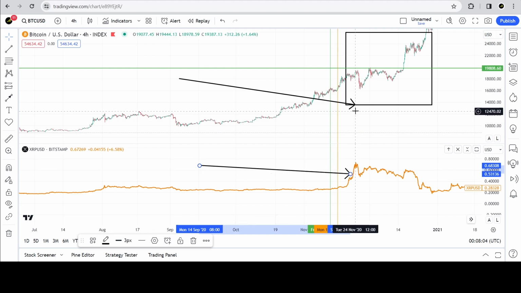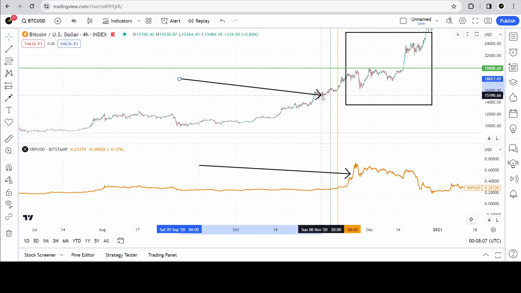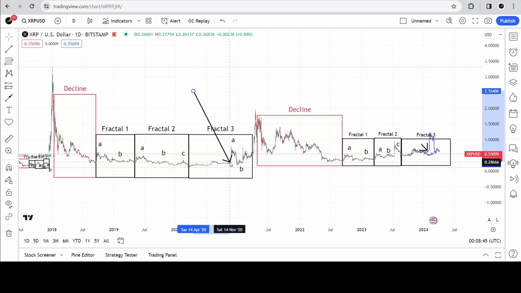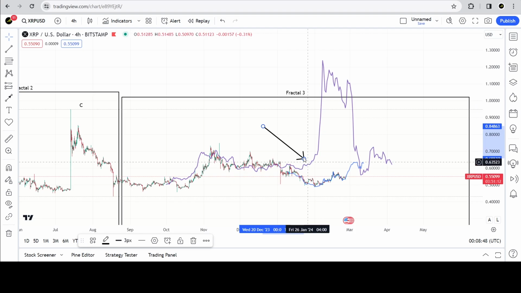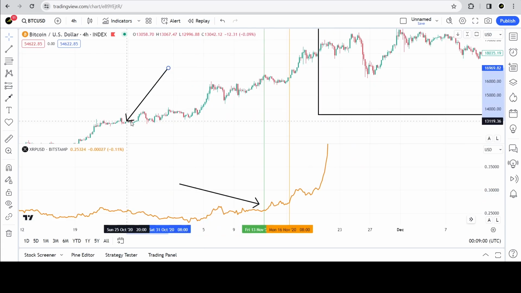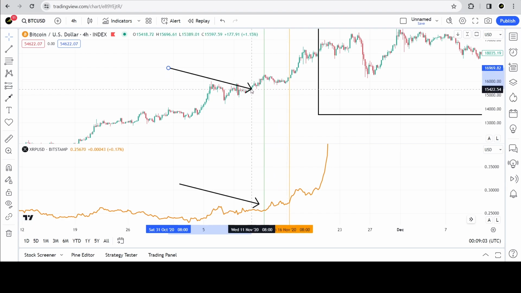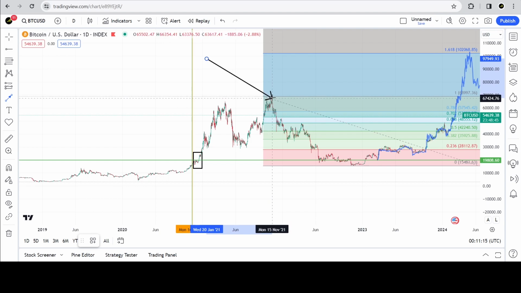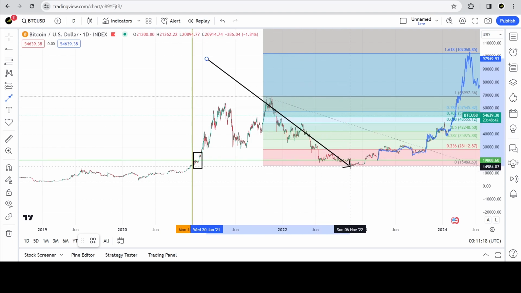Now, we're going to zoom in onto this part of the chart right here. This part of the chart is the run-up before the Great Fakeout. This fractal right here, if we were to copy and paste it onto today's Bitcoin chart, it would look something like this. Now, I have this Fibonacci retracement, which starts at the current all-time high and goes all the way down to the trough of the most recent Bitcoin bear market.